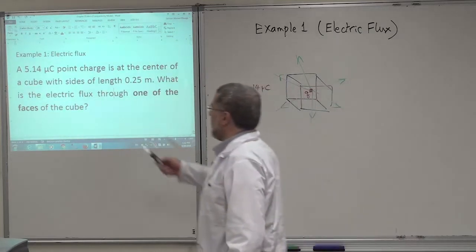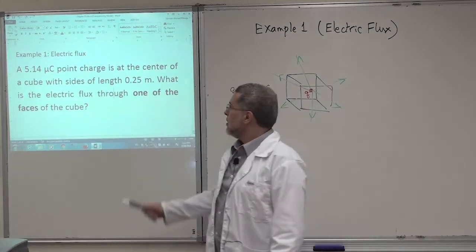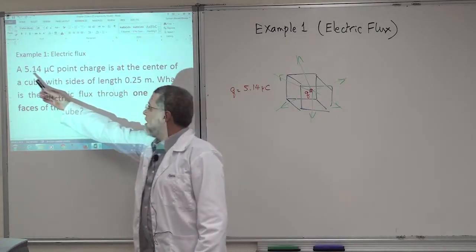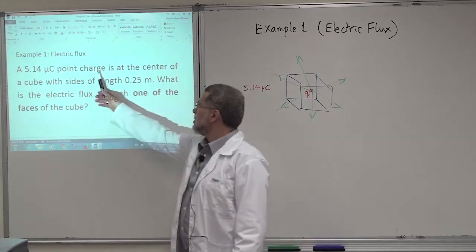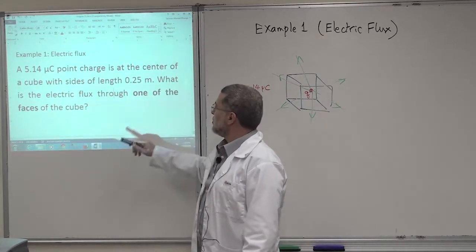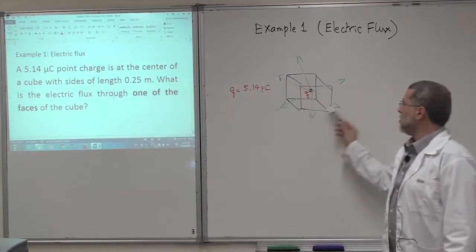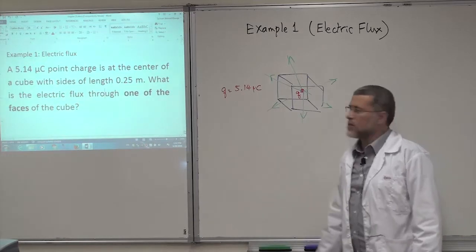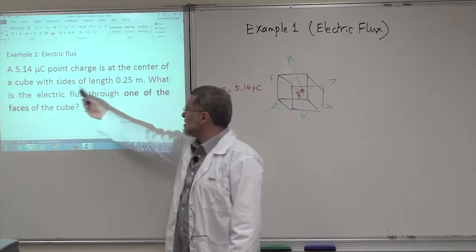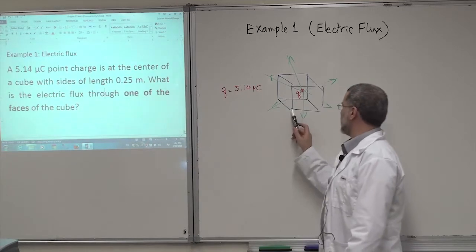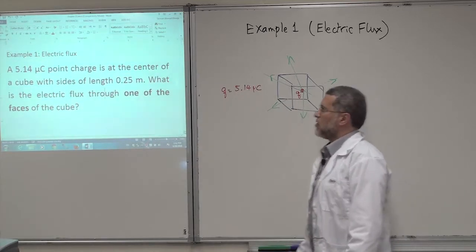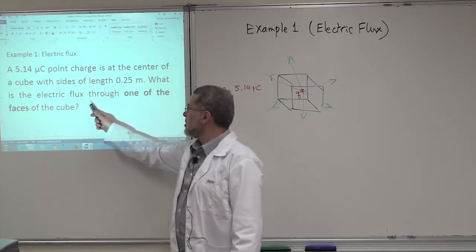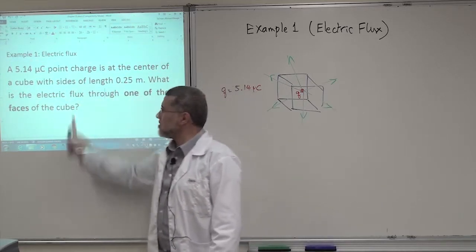The first example I want to discuss with you here is about electric flux. It says a 5.14 microcoulomb point charge is at the center of a cube. This is a cube in blue, and the charge is in red here. It is 5.14 microcoulomb. The cube has sides 0.25 meters. So these are the sides of the cube, three-dimensional. The question is, what is the electric flux through one of the faces of the cube?